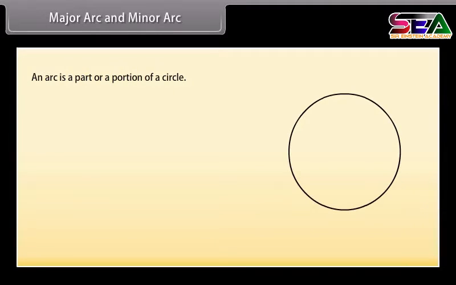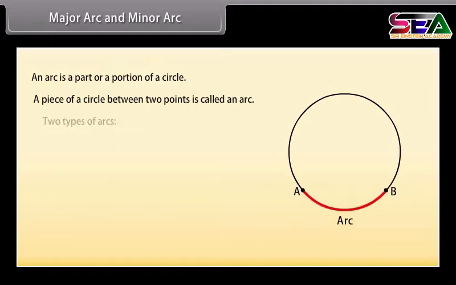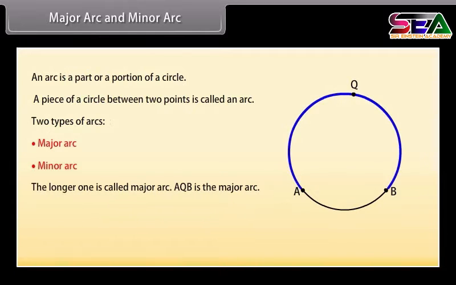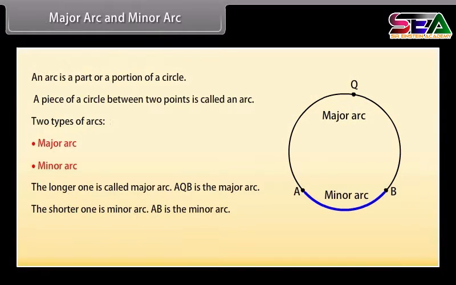Major arc and minor arc. Look at this figure. This is an arc. An arc is a part or a portion of a circle, or we can say that a piece of a circle between two points is called an arc. There are two types of arcs: the major arc and the minor arc. The longer one is called the major arc. Here AQB is the major arc, and the shorter one is the minor arc. AB is the minor arc. The arc is denoted by this sign.